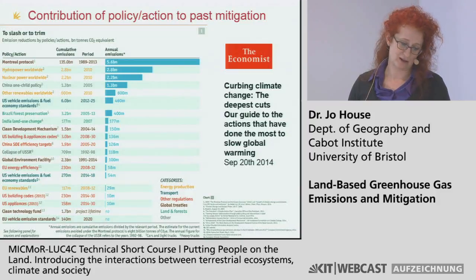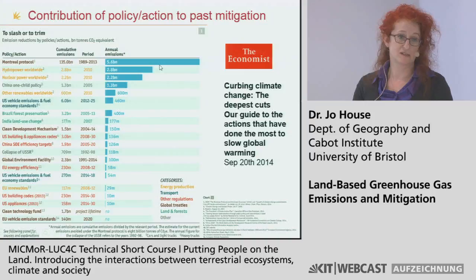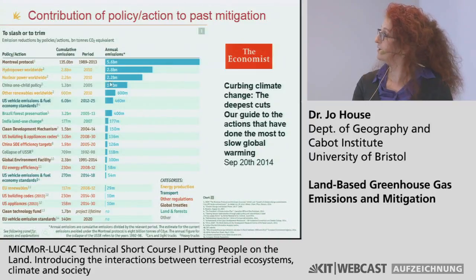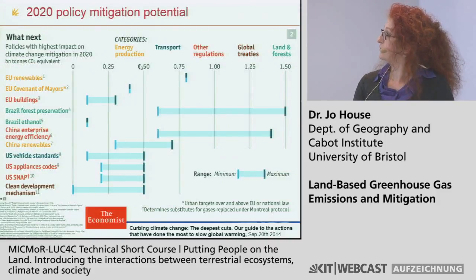This I just thought was quite a nice thing that looked at the contribution of policy to past mitigation. Someone asked a question about this. So policies that have happened in the past and how much they've contributed to emissions reduction. The Montreal Protocol, CFCs are actually greenhouse gases, so that's contributed a lot. We've got hydropower, nuclear power, and here's Brazil forest preservation and Indian afforestation. And then they did a similar thing looking into the future for mitigation potential. Here we've got Brazil forest preservation, Brazil ethanol, but quite a big potential contribution from avoided deforestation in Brazil.